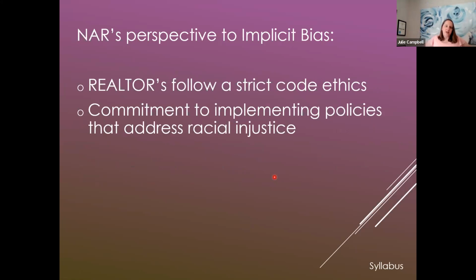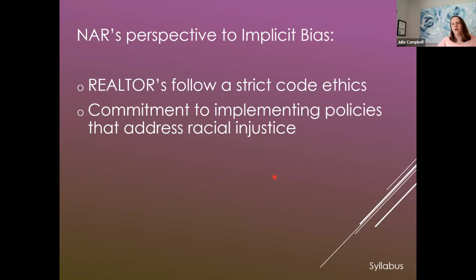The National Association of Realtors weighs in as well, NAR. NAR has always had a strict code of ethics. Part of that code of ethics, if you're affiliated with a firm and you've joined your local MLS, one thing you did was go over NAR's code of ethics. There's always been this code about policies that address racial injustice. Agents always have a duty to follow fair housing through NAR.